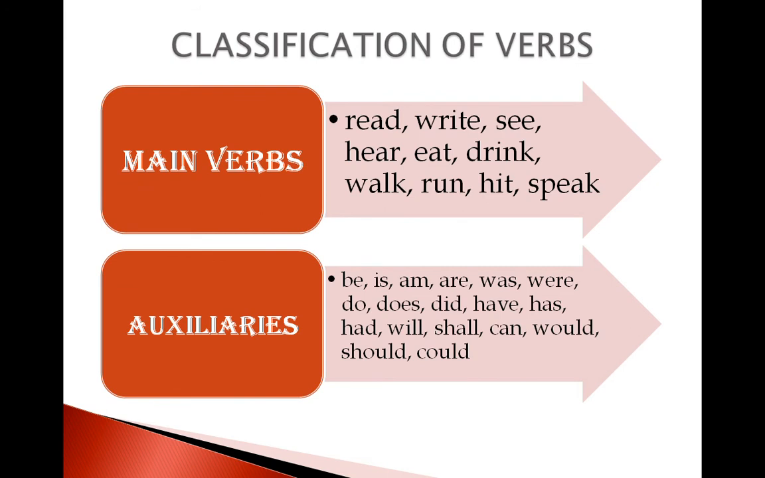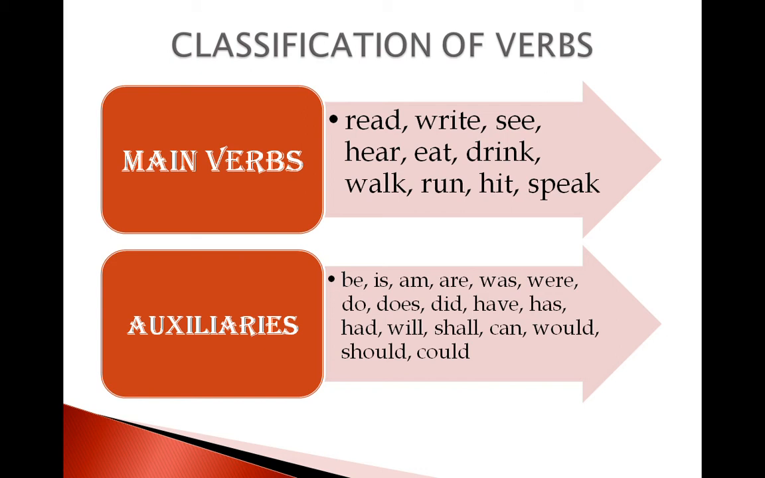And now the classification of verbs. Verbs are classified into two major or basic types, main verbs and auxiliaries. A few examples of main verbs are read, write, see, hear, eat, drink, walk, run, speak, etc. They are mostly action words. Main verbs mostly show the action of the subject in a sentence.